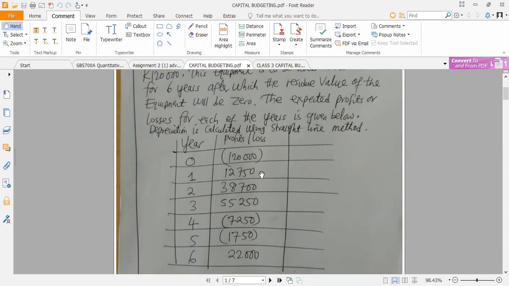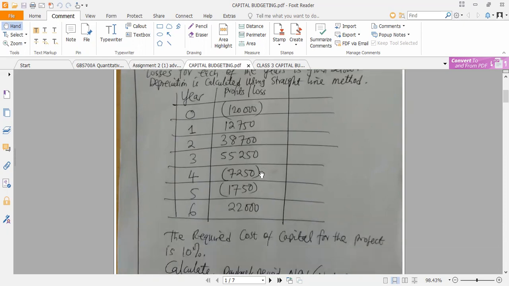Are we together so far? Okay, so the required cost of capital for the project is at 10%.